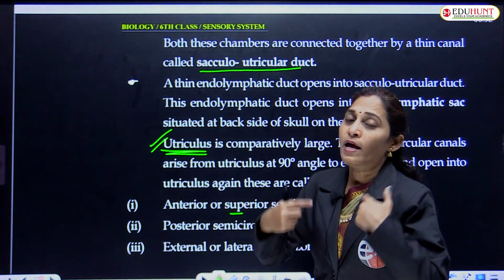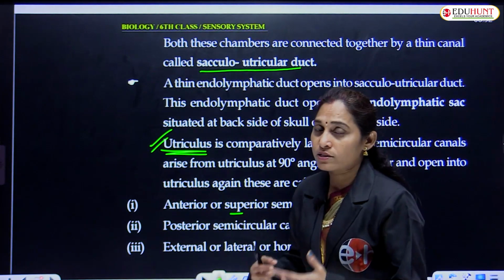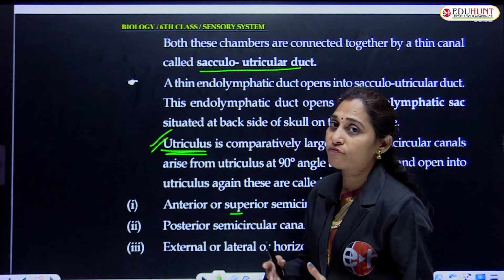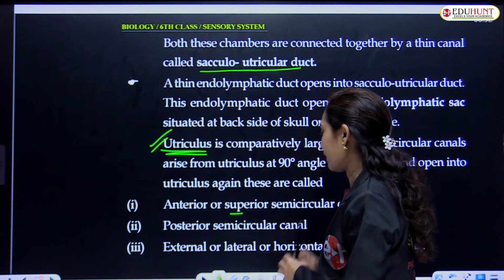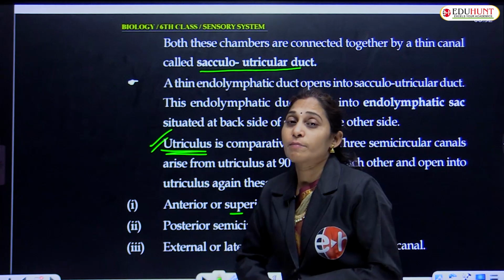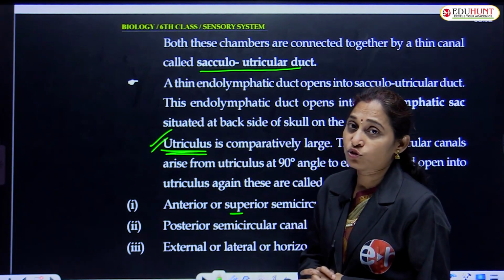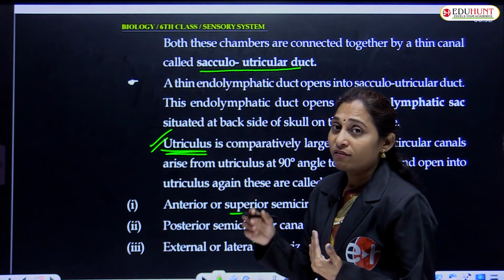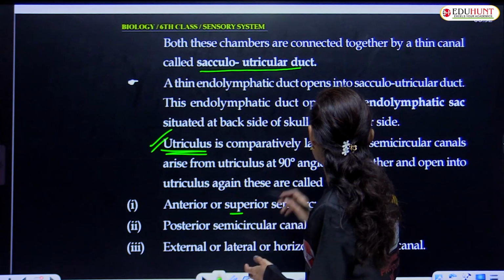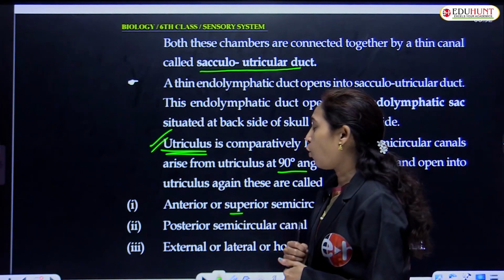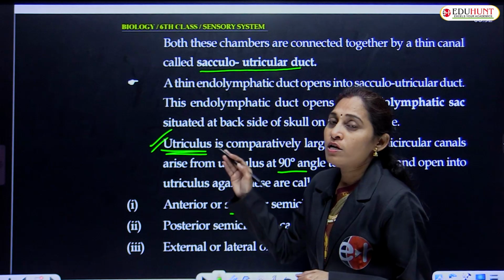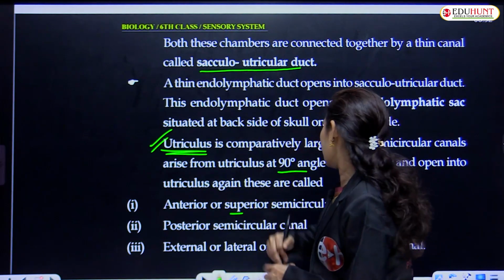I am now explaining about the utriculus, the first bag-like structure of the membranous labyrinth, which has three semicircular canals, and all the three semicircular canals are attached to each other. They are arranged at right angles to each other, that is 90 degrees to each other, and open into the utriculo-saccular duct.